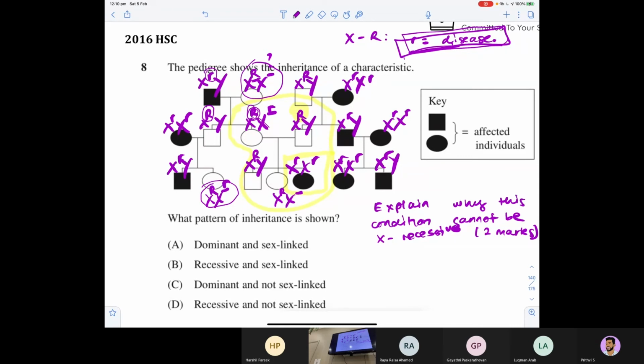For Gen 3 child 4 to be affected, they must inherit 2 recessive alleles, which is impossible. Full stop. Make sense? Good. So do you all see how I was very specific with why it cannot be the case? I just liked your answer. That was very good. Okay? Good job. Any questions at all?